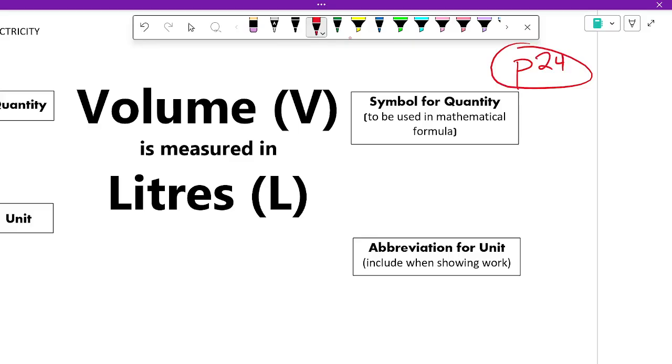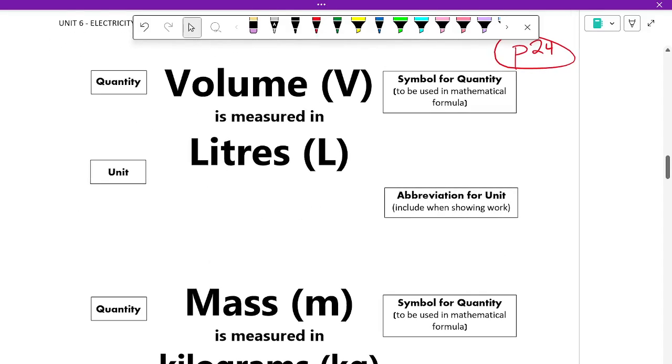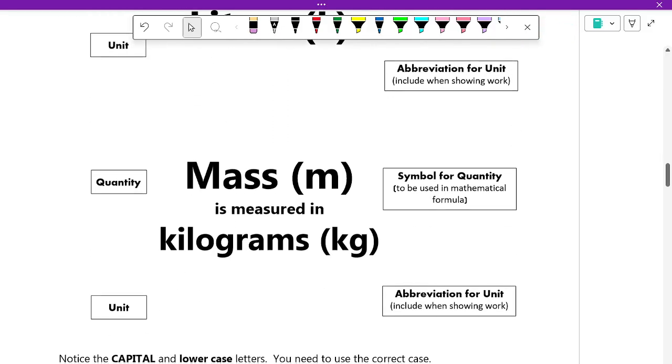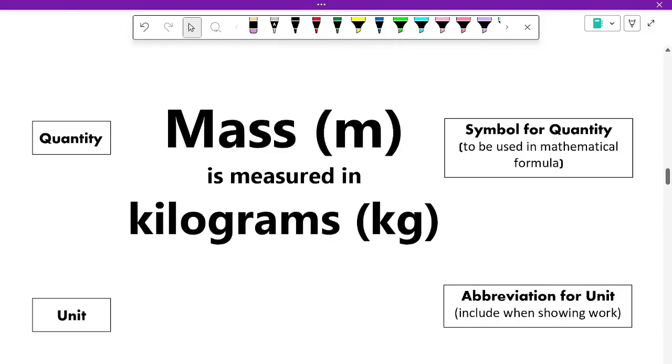Do we remember the symbol for volume? Capital V. What's the unit for volume? Liters. And what is the abbreviation for liters? Capital L. Do we remember that mass is M? Yes? Do we remember that kilograms is kg? I know we probably did grams, but we're going to do kilograms here because that's what's mostly used in physics. Physics uses kilograms.